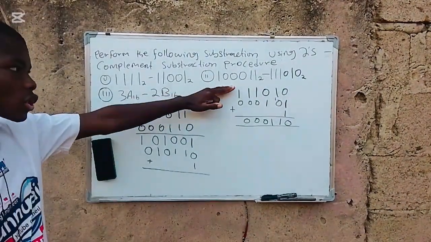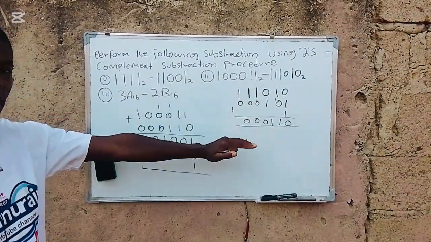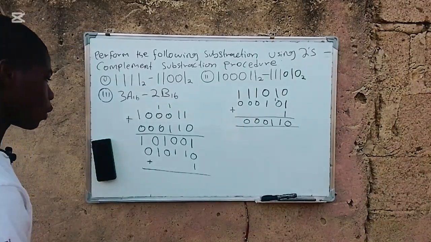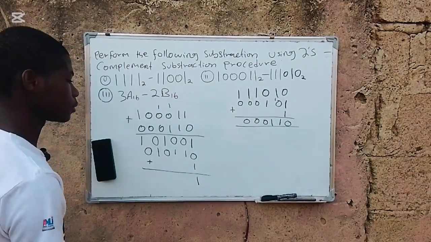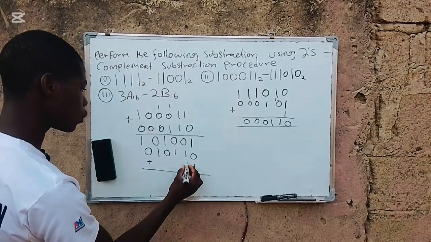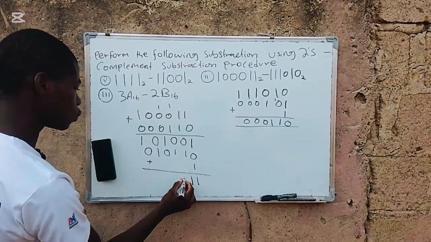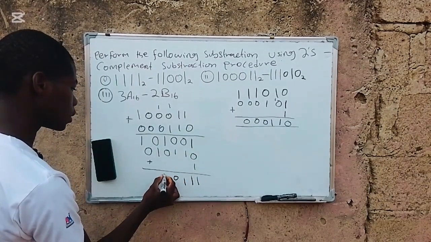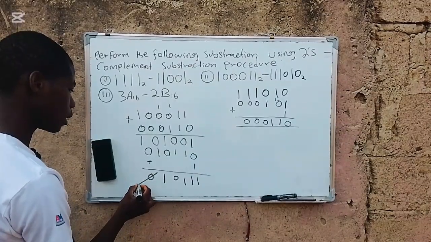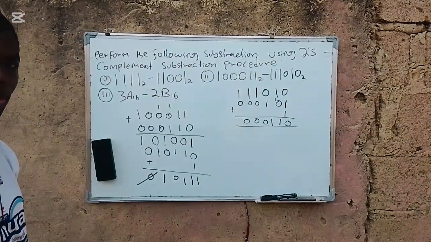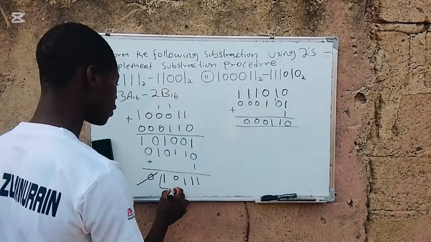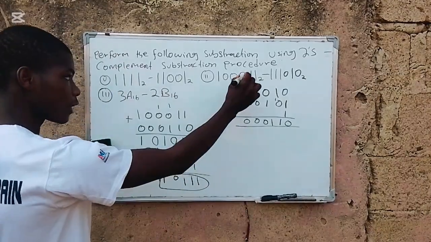If I subtract this number by this one in decimal, the result is negative. So I have 1, 1, 1, 0, and 1. I will get rid of the 0. So this is the final result of this solution.